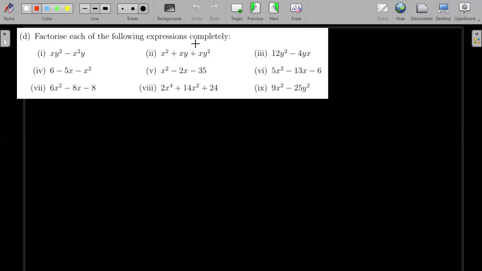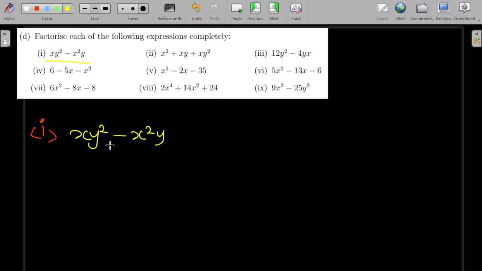So factorizing now, we're trying to pull out something that is common between the terms that we've been given. Okay, we're trying to pull it out, so it's like we're taking it out of the brackets. That's what we'll be doing here. The technique that we are going to use may be different depending on the expression that you've been given. So the first one here, we have xy squared minus x squared y.